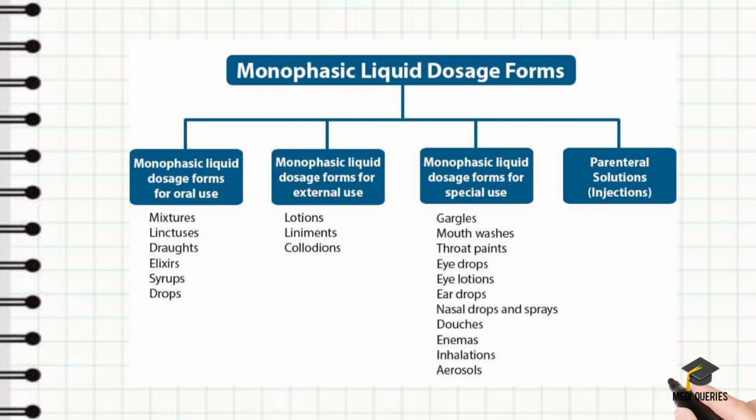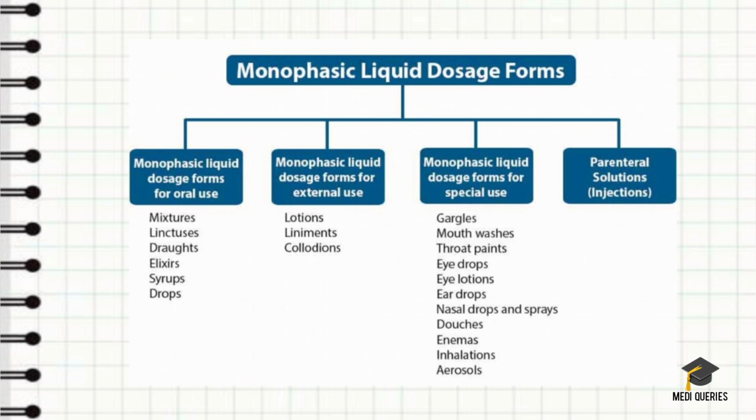So, the classification of the monophasic liquid dosage forms. These dosage forms are divided into mainly 4 categories. The first one is the monophasic liquid dosage forms for oral use. Under this, examples are mixtures, linctus, draughts, elixirs, syrups and drops. And the second one is the monophasic liquid dosage forms for external use. Examples for these are lotions, liniments, collodions.